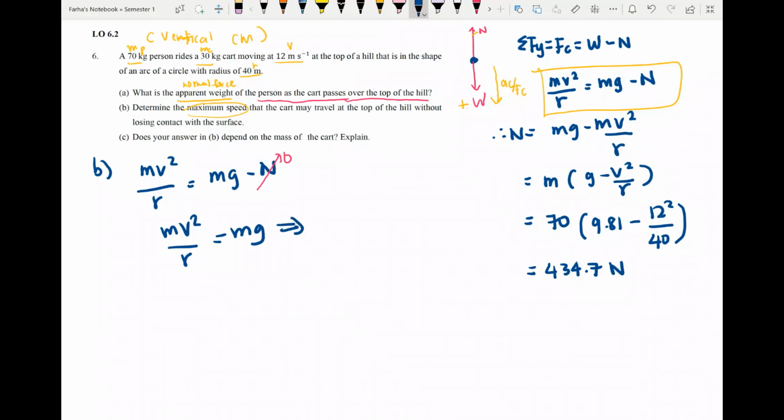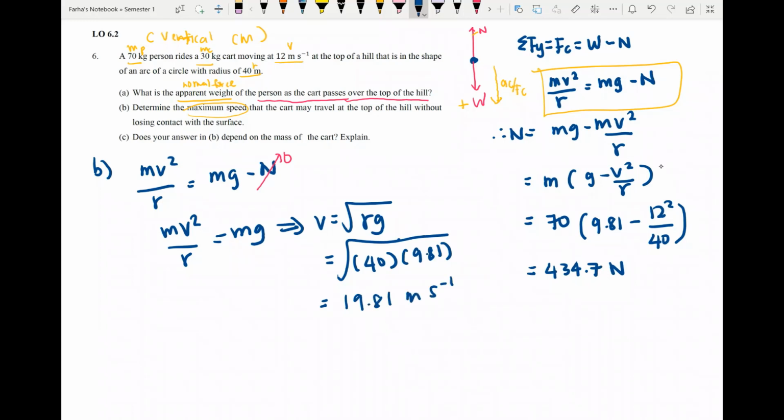Therefore, mv square over r will equals to mg. Okay, kita rearrange. Jadi velocity akan sama dengan square root rg. So masukkan value 40, g is 9.81. So kita dapatlah jawapan 19.81 meter per second. Inilah hal laju paling maksimum lah yang dia boleh buat. So sekiranya dia lebih laju daripada 19.81, maka mungkin dah terus lose contact dan orang ni boleh tercampak keluar terus daripada kite.